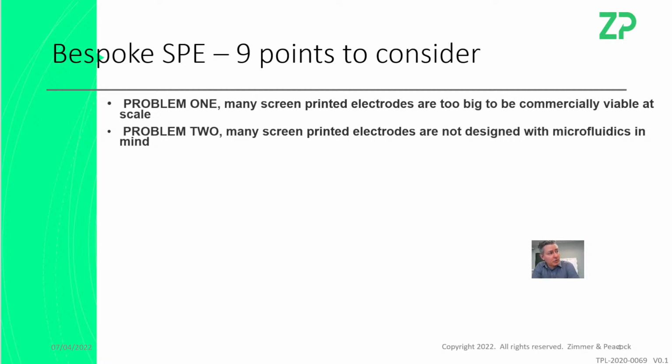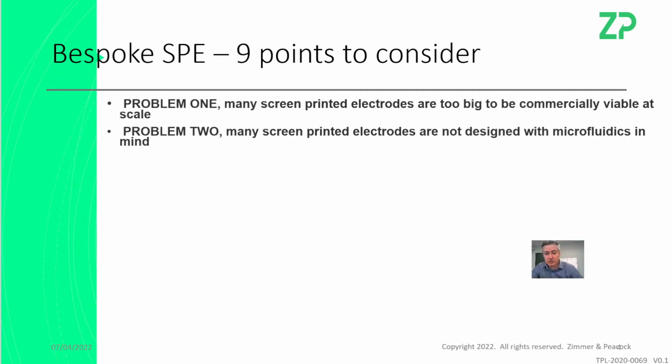Number 2, a lot of screen printed electrodes are not designed for microfluidics. A lot of screen printed electrodes will have circular working electrodes around which they'll have a sort of circular counter electrode and a reference electrode. This circular design is designed so you can pipette onto it very easily, but that's not designed with any kind of microfluidic channel really in mind. And so the designs that we receive sometimes for customization are only thinking about the first step of functionalization. They're not thinking about the entire actual product.